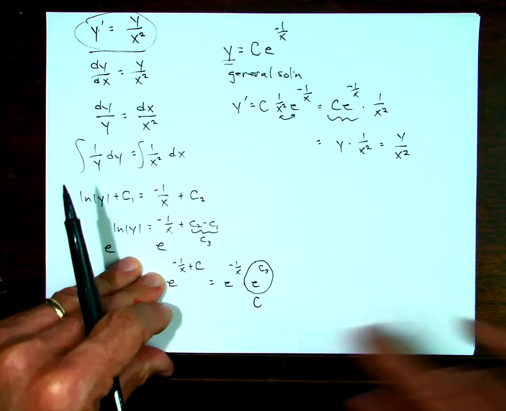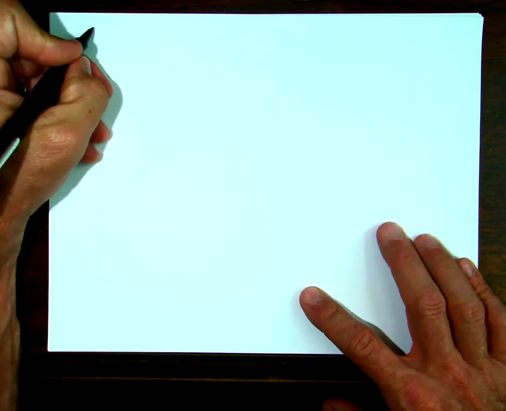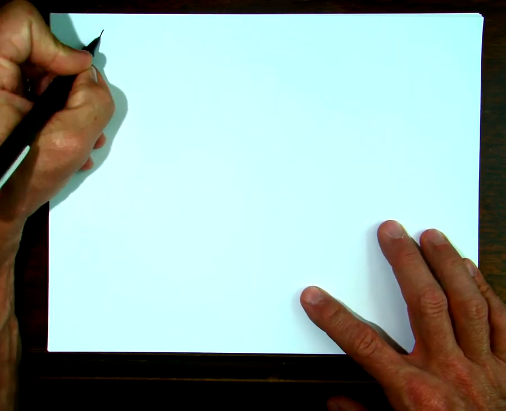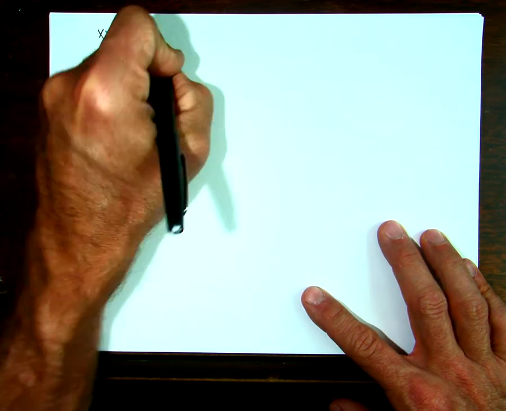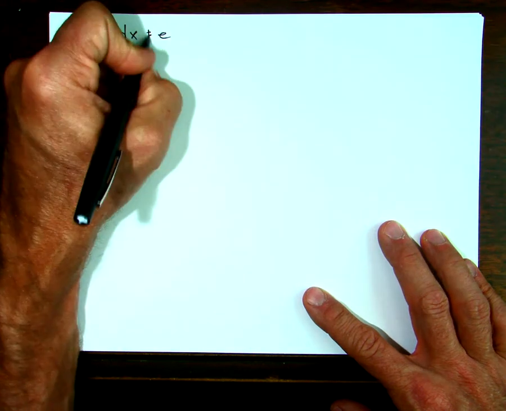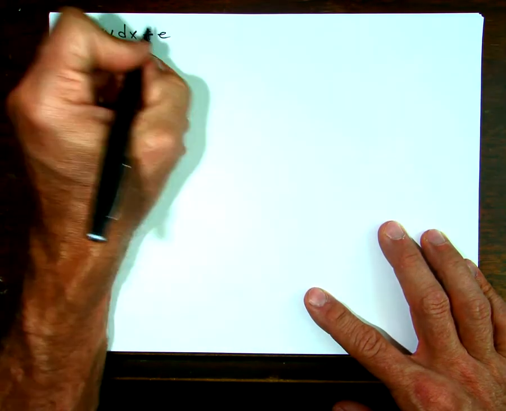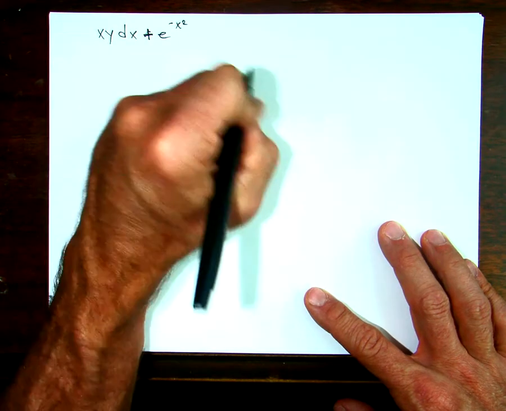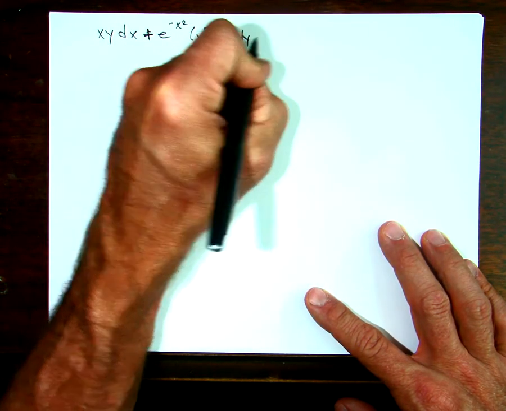Okay, one last example of how to use separation of variables to solve a differential equation. So let's look at this differential equation. This one's a little bit more complicated. x times y dx plus e to the negative x squared times y squared minus 1 dy equals 0.